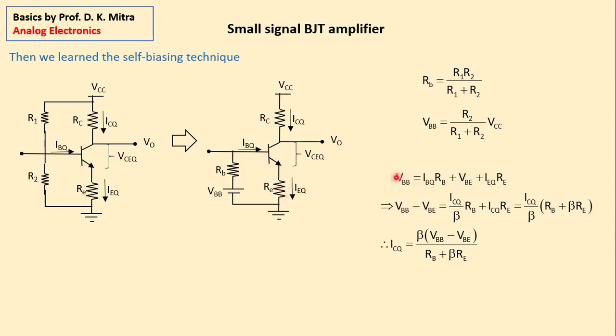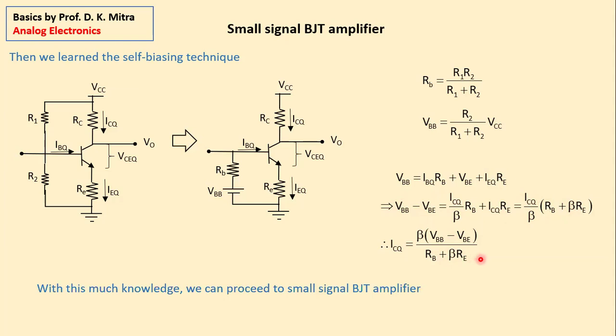So if we take VBE to the left-hand side, then VBB minus VBE equals IBQ, which is actually ICQ by beta, times RB, and this IEQ is approximately equal, 99.9%, to ICQ. So these two together mean ICQ by beta times RB plus beta RE. So from here we get ICQ is equal to beta multiplied by VBB minus VBE divided by RB plus beta RE. All this we have already covered.